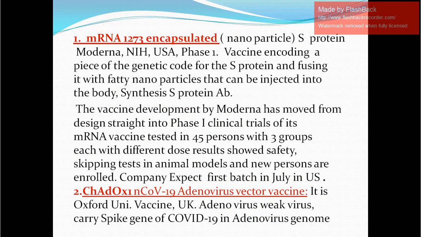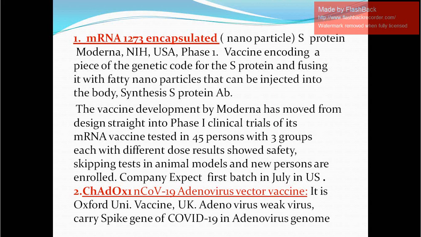The first vaccine developed, and now being worked on, is the messenger RNA vaccine encapsulated using nanoparticles. Here the vaccine is prepared encoding a piece of the genetic code, the messenger code for the S protein. If you use that message in a nanoparticle, it can be injected into the body and synthesize the S protein, and then the body recognizes it and makes immune response or antibody to that protein.